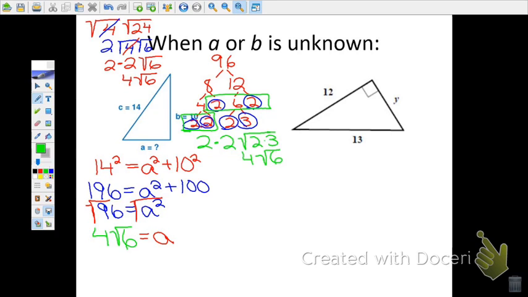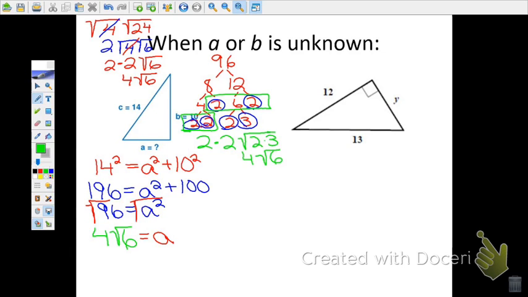Yes, Grace? Are we going to have to be able to use both methods on the test? No, you need to use whichever method works best for you. Whatever method works best for you.